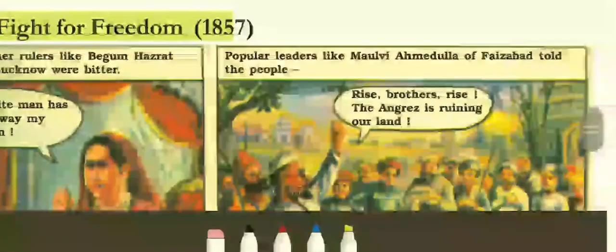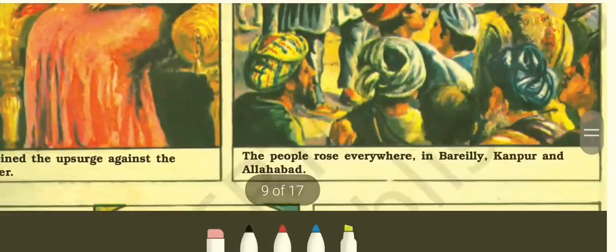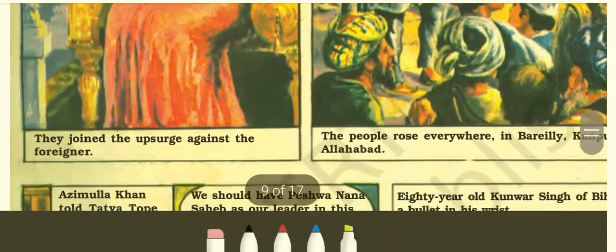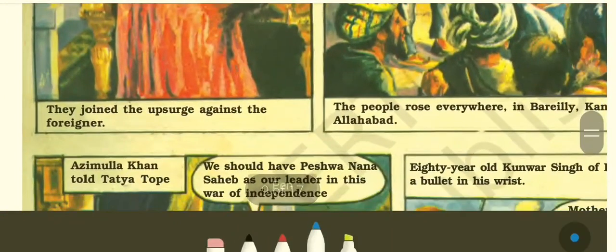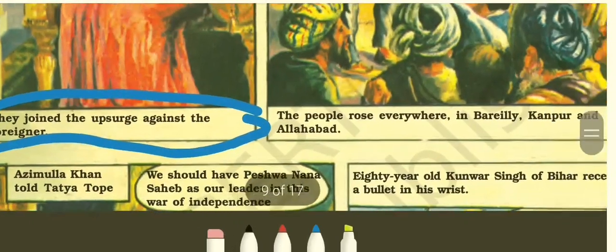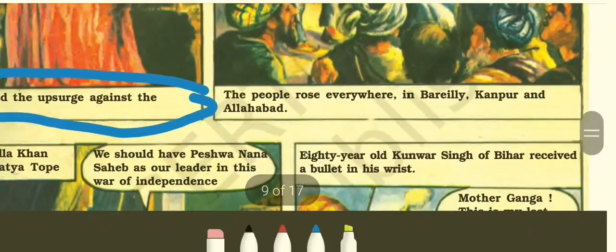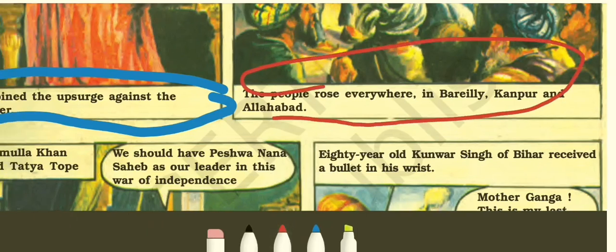Popular leaders like Maulvi Ahmadullah of Faizabad told the people, rise brothers, rise. The Angrez is ruining our land. They are ruining our culture and land. So they joined the upsurge against the foreigner. They all joined hands and came together. The people rose everywhere. In Bareilly, Kanpur and Allahabad, they started rising in large numbers.